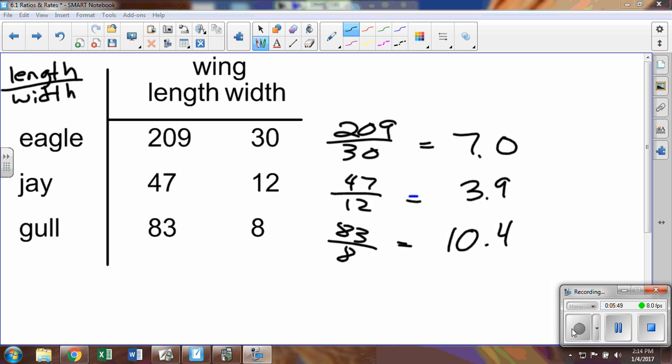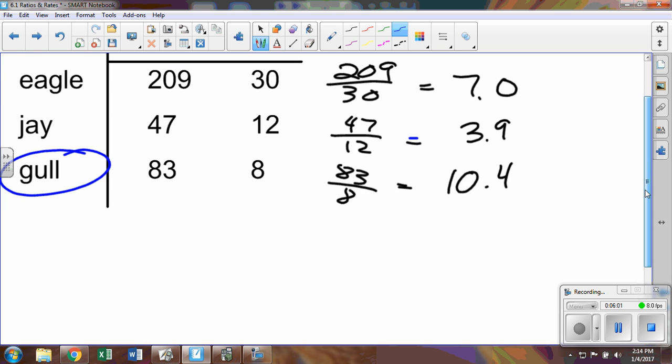Obviously, since 10 is the biggest number, we'd be able to look at it and say the gull has the largest ratio. I'd like to throw a little bit of a biology fact in here that you may not be aware of. It's a well-known piece, and the piece I'm going to put down right now, you're not expected to know, of course. It's just an instance. This ratio of how long to how wide is called an aspect ratio.